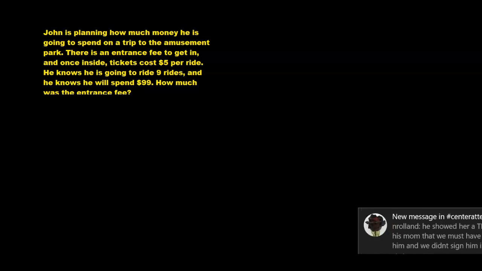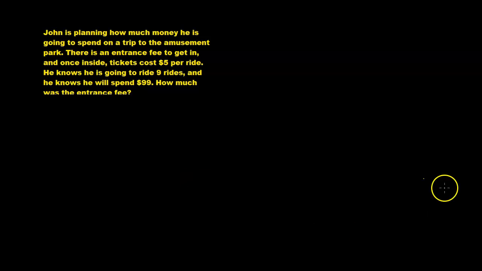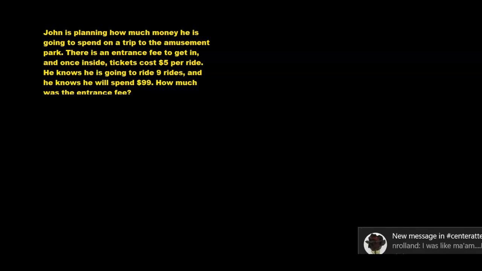Okay, everyone, let's look at this. John is planning how much money he's going to spend on a trip to the amusement park. There is an entrance fee to get in, and once inside, tickets cost $5 per ride. He knows he is going to ride 9 rides, and he knows he will spend $99 in total. How much was the entrance fee? Let's see how we could solve this. First of all, is his cost a linear function?